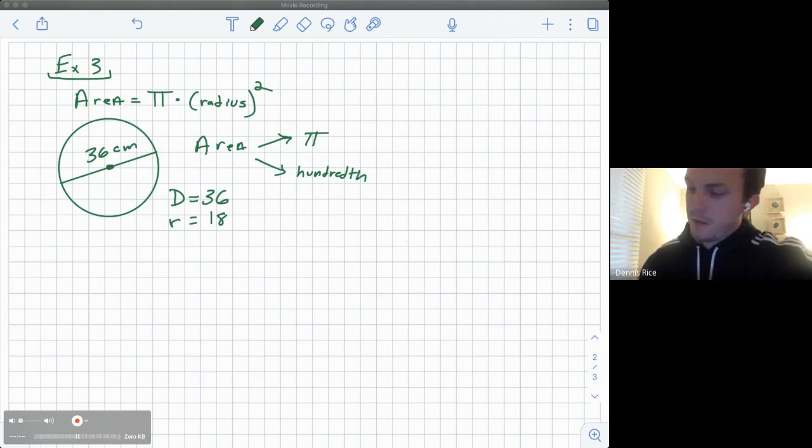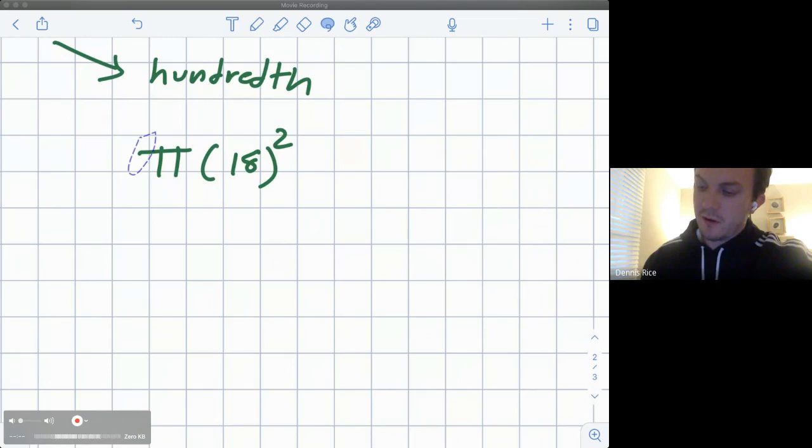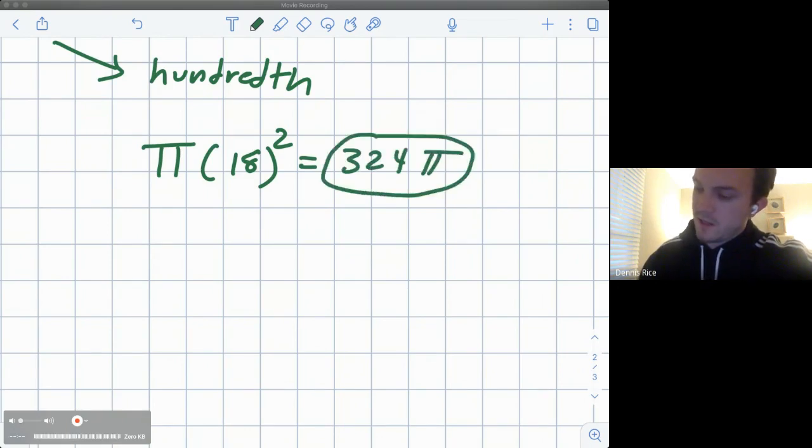Now, let's do in terms of pi first, because that's kind of what you would type in first, I suppose. That's just going to be pi times 18 squared. You wouldn't want to leave it like that. I think someone asked that in another class. You'd want to actually do the squaring. Yes, it's in terms of pi, you didn't multiply it out, but simplify what you can. We can figure out that 18 squared is 324 pi. Good. Now we can type it in.